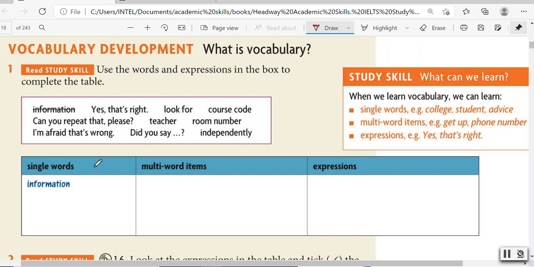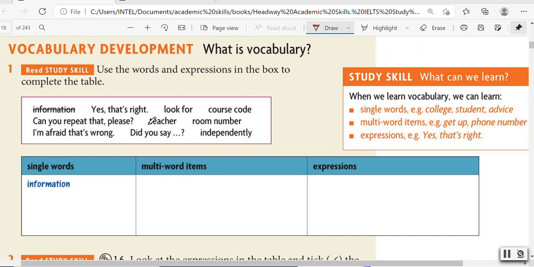Information, this one is a single word and we wrote it here. Yes, that's right. This one belongs to which one? Decide on this. Look for, course code, can you repeat that please? Teacher, room number, I'm afraid that's wrong, did you say? And independently.